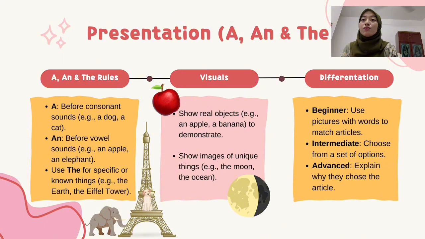This will help all students, especially visual learners, understand the connection between the articles and the nouns they go with. In terms of differentiation for this part, for beginners, the teacher will rely heavily on real objects and pictures to help students grasp the concept. For intermediate students, the teacher will encourage them to say the correct article out loud before the noun, providing some verbal practice. And lastly, for advanced students, the teacher will ask them to explain why the article is used in each example, encouraging deeper thinking and understanding. That is for the presentation part.